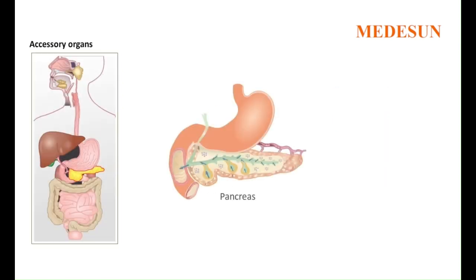Pancreas. The two portions of the pancreas serve endocrine and exocrine functions. The endocrine portion has the islets of Langerhans, which secrete the hormones insulin and glucagon. The exocrine portion consists of the acinar cells, which secrete digestive enzymes. The pancreatic enzymes are amylase, trypsin, peptidase, and lipase.